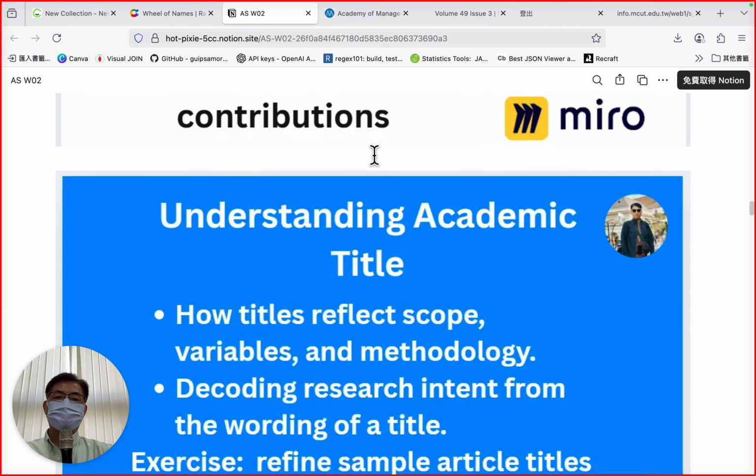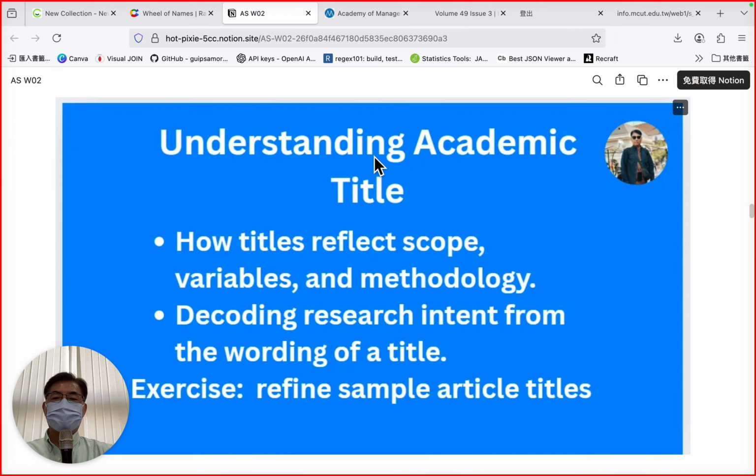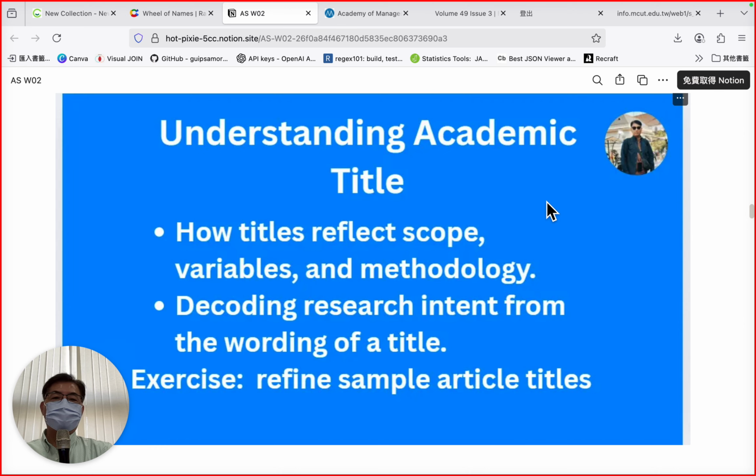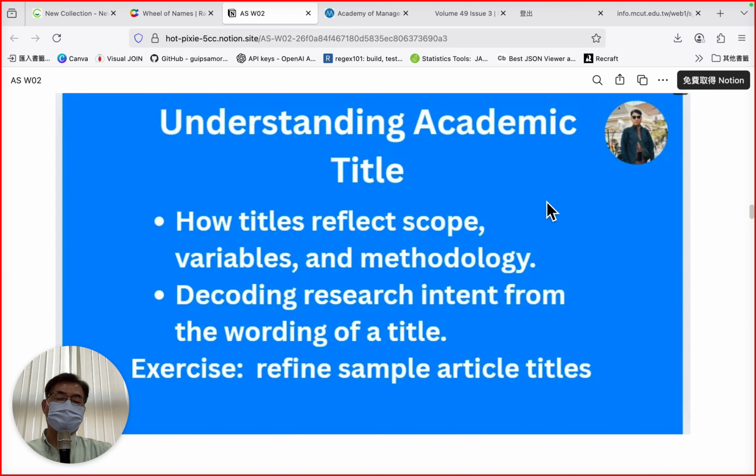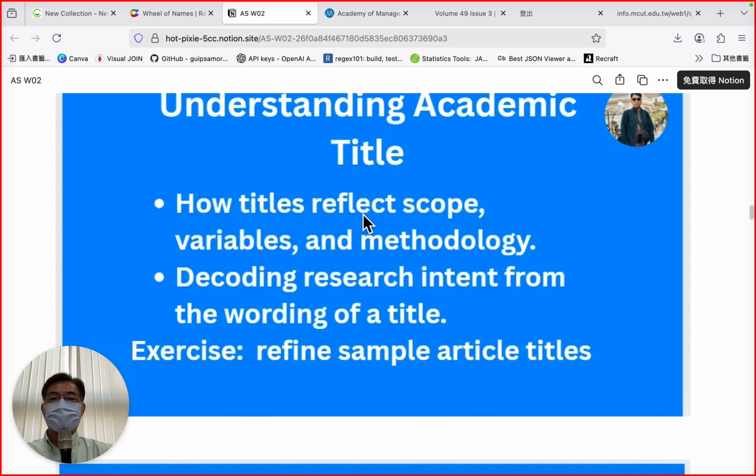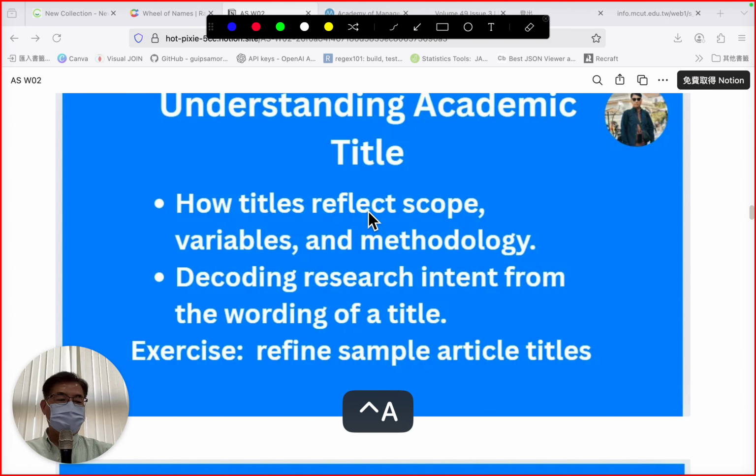So far so good. Based on the exercise, we can review some important ideas about understanding the academic title, I mean the title in the article. The title usually reflects scope, variable, methodology. So what does scope mean? Could anyone explain this one? We know variable, independent variable, dependent variable, moderator, mediator. But what does scope mean? Anyone?